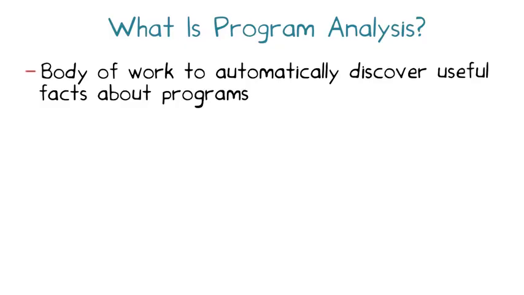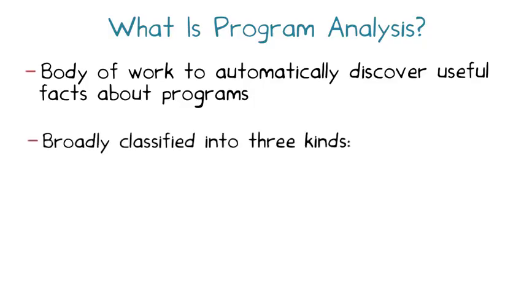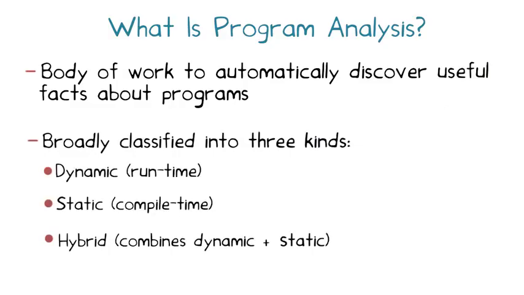Program analysis is the process of automatically discovering useful facts about programs. An example of a useful fact is a programming error. We saw an example of a programming error that was responsible for the Ariane disaster and others that underlie security vulnerabilities. Program analysis as a whole can be broadly classified into 3 kinds of analyses: dynamic, static, and hybrid.